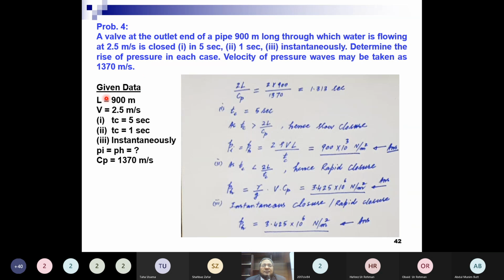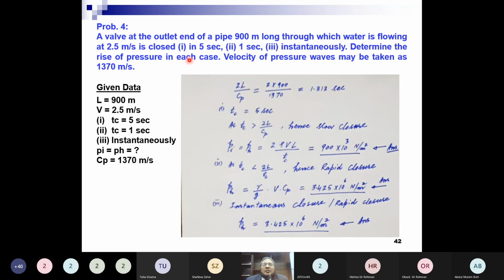Now, this is the data. So how can we solve this problem? The three different closure times are given. First of all, we should compute 2L over CP, that is the time taken to have a round trip of the positive pressure wave. L is 900 meter and CP is this one. So the answer is 1.313 seconds.